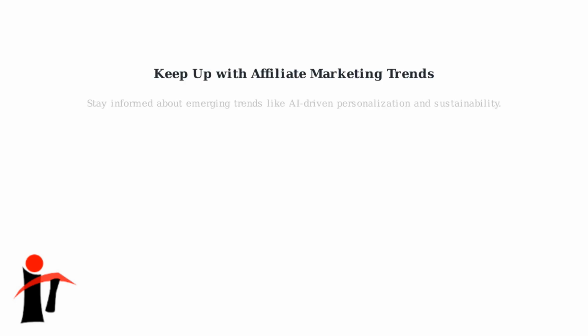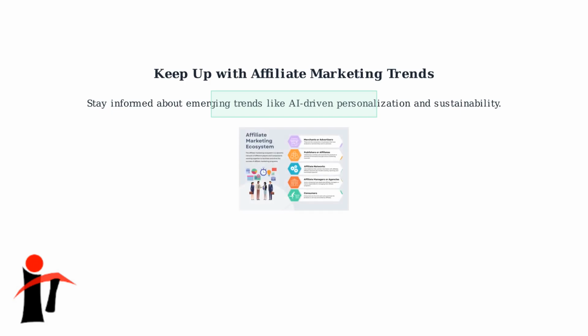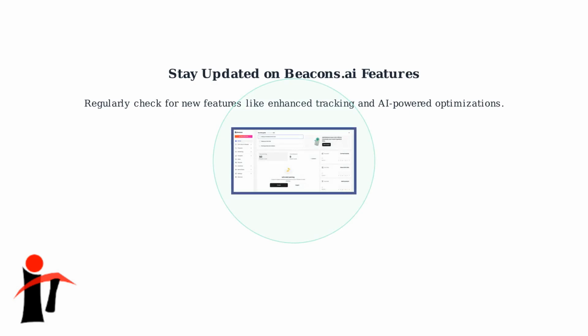Keep up with the latest trends in affiliate marketing, such as AI-driven personalization that recommends products based on user behavior, and the rise of sustainable affiliate links for eco-friendly products. These trends are driving higher engagement and conversion rates. Stay updated on Beacons.ai's evolving features, including enhanced analytics, AI-powered link optimization, and integrations with major affiliate networks. Regular updates to the platform can help maximize your earning potential.